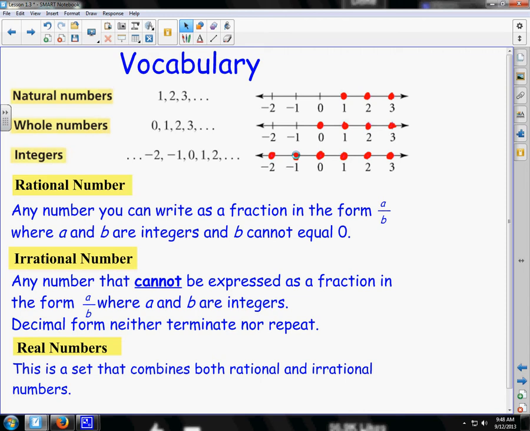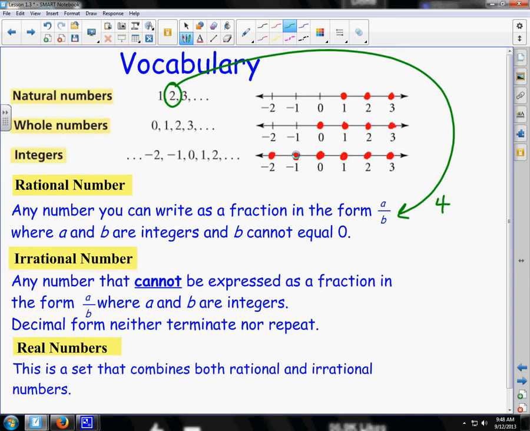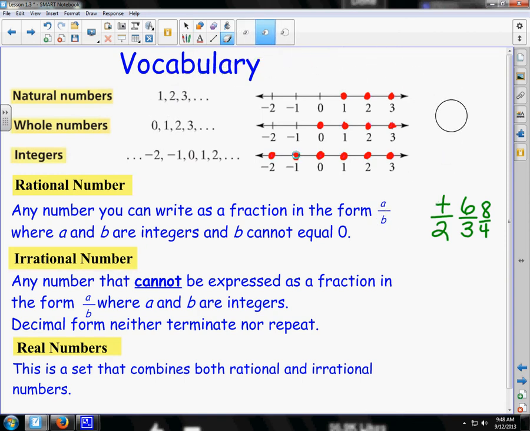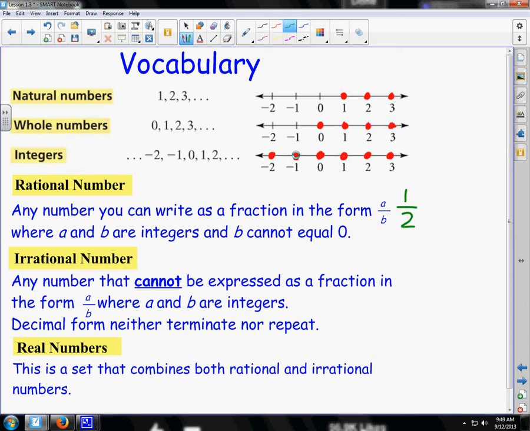Now, a rational number is any number you can write as a fraction. So A over B. So the number 2 is also a rational number because I can write it as 4 over 2, 6 over 3, 8 over 4, all those different ways. But then the number 1/2 is only a rational number in this instance. So 1/2 wouldn't also be a natural number or a whole number. It would just be a rational number at this point.